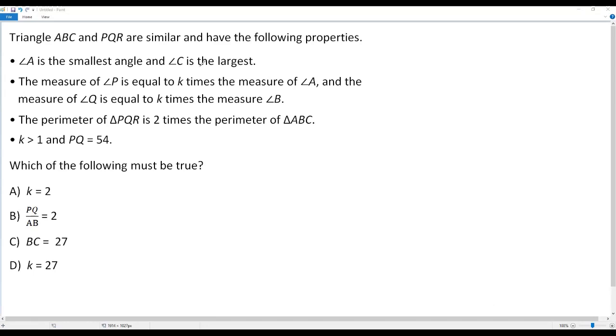Here we have a SAT math problem. Okay, let's go to the question. Triangle ABC and PQR are similar and have the following properties. Angle A is the smallest one and angle C is the largest.